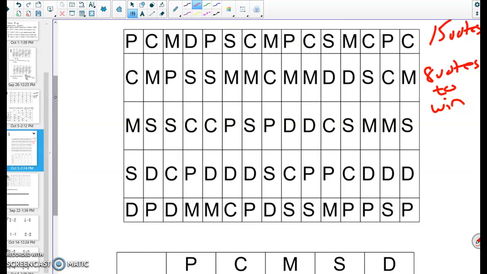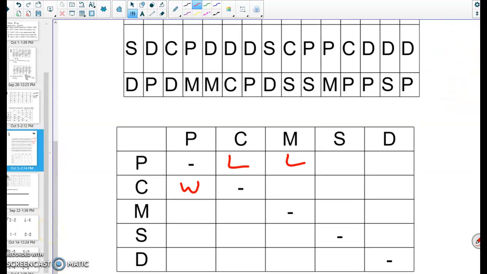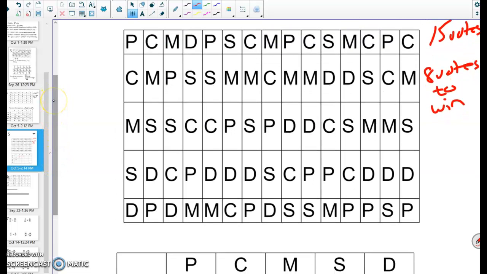Now, P versus M. First column, 1. Nope. 2. P's over M here. That's 3. Nope. P's over M here. That's 4. No. 5. P's over M here. Nope. P's over M here. That's 6. No. So therefore, P loses to M. M wins.